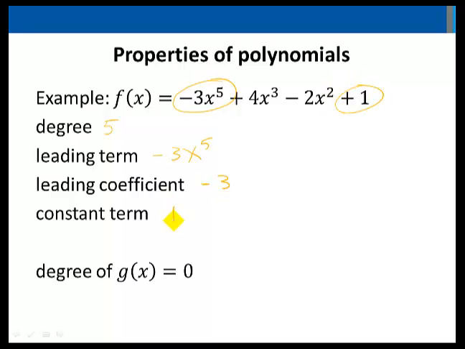What about the degree of g(x) = 0? That is actually not defined. However, if we had g(x) = 3, that would be defined as having a degree of 0. So g(x) = 3 has a degree of 0.